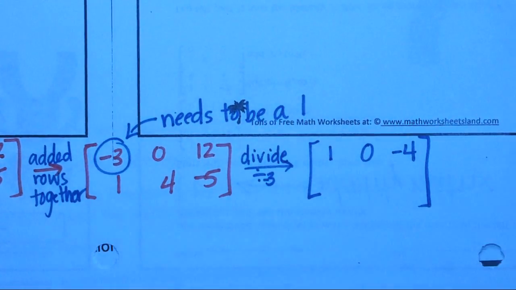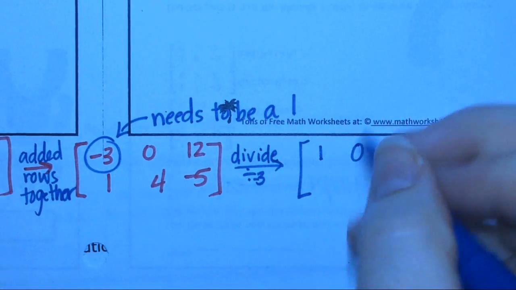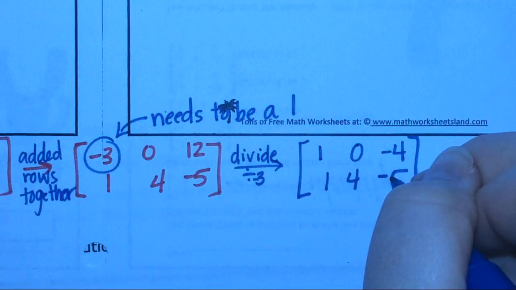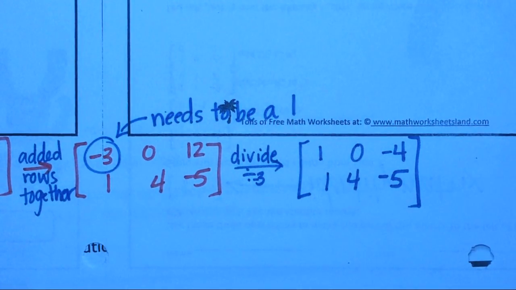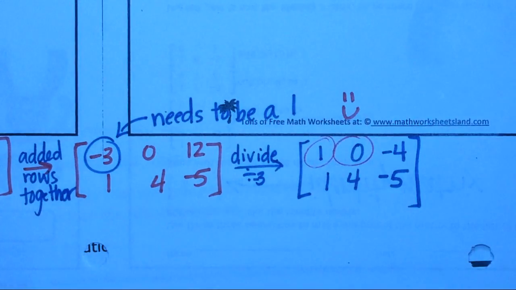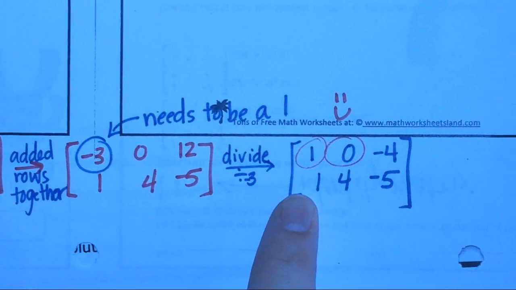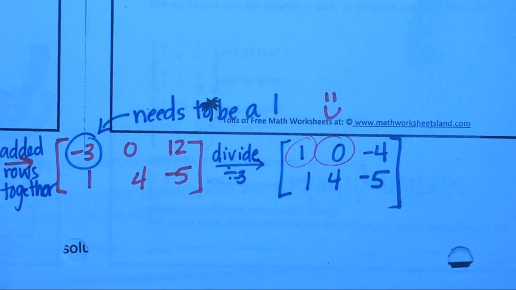Are there any questions on how I got 1, 0, negative 4? And then I have 1, 4, negative 5. So far, so good. At least these two I'm happy with. Now I've got to figure out this bottom two, because they're still not in the right form. What do I need to be down in this bottom left? A 0. So how am I going to make that a 0?